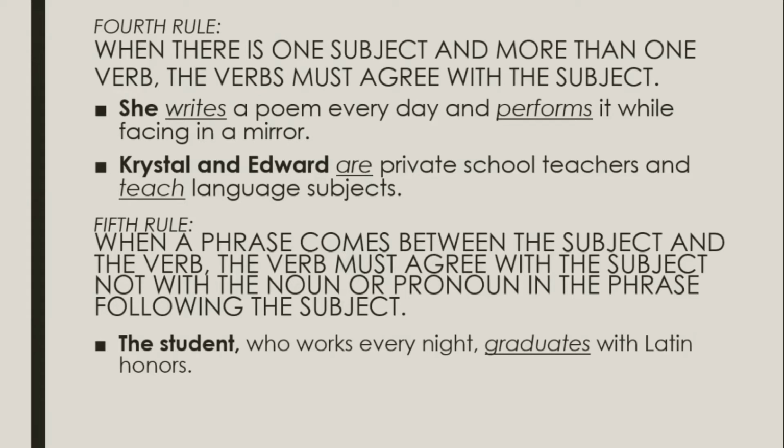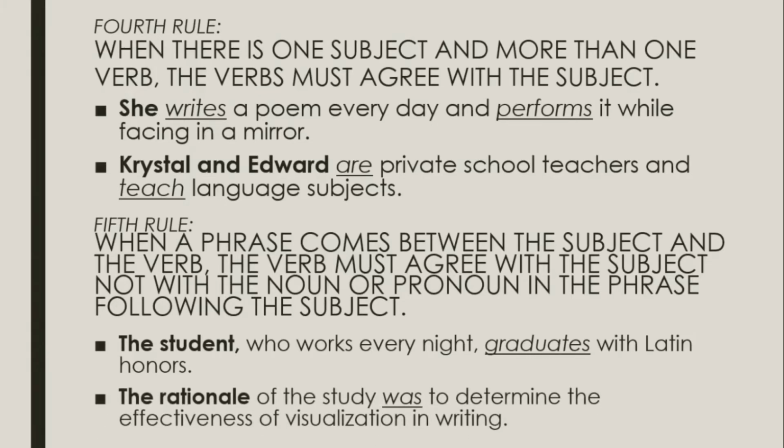So even though there is a phrase in between the subject and the verb, it will not affect the number of the subject and the verb itself. Another example, the rationale of the study was to determine the effectiveness of visualization and writing. It is just the same with the first example. The rationale is the subject of the sentence, and it is combined with a prepositional phrase, of the study. But of course, rationale is only singular, or only one, so we need to use the singular verb was. So that is for the fifth rule.